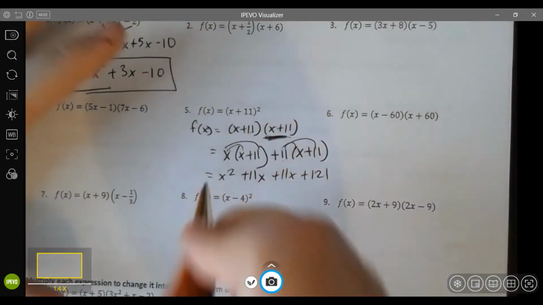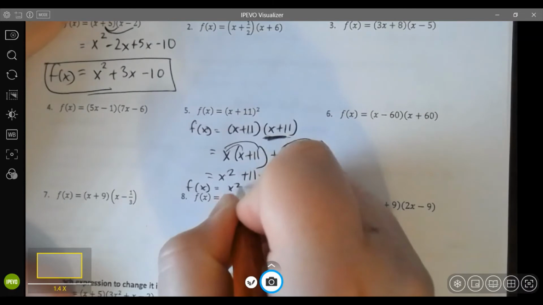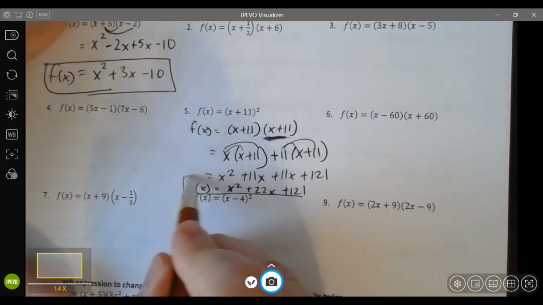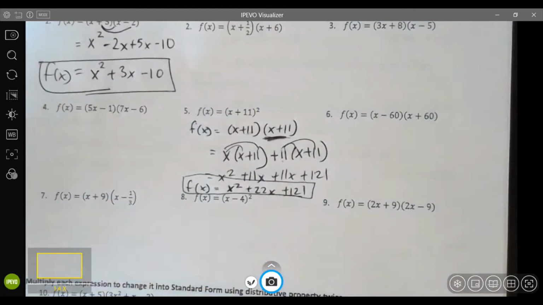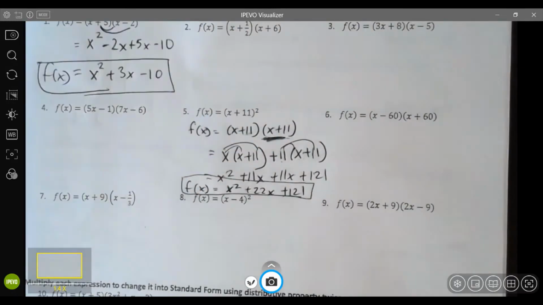Then lastly, just like before, we're going to simplify. So f of x equals x squared, 11x plus 11x is 22x, plus 121. So that's your answer for that one. So you can either use FOIL or you can use the distribute twice method. It doesn't matter which one you use. Either of those methods are acceptable.